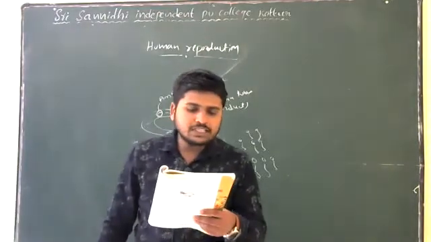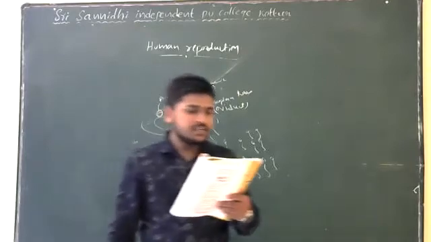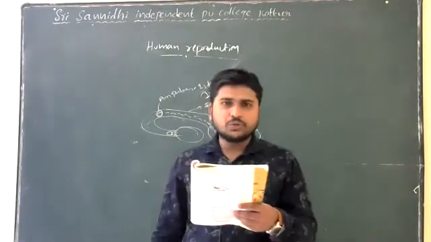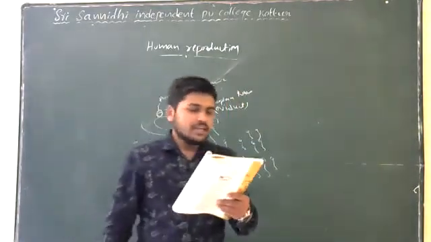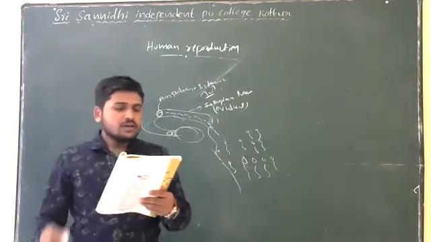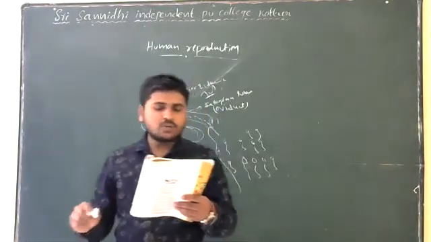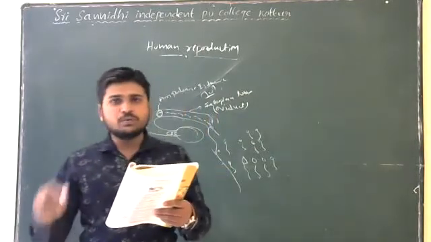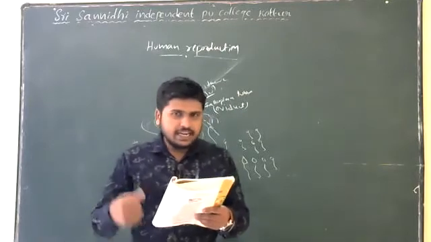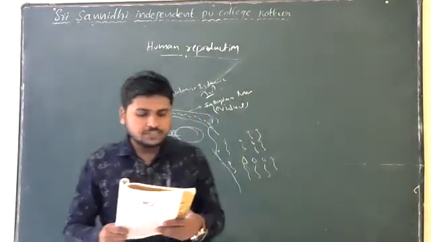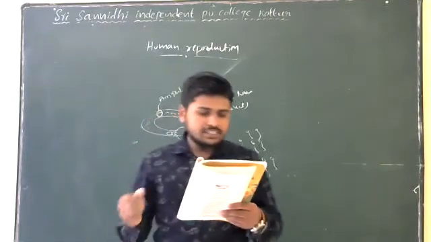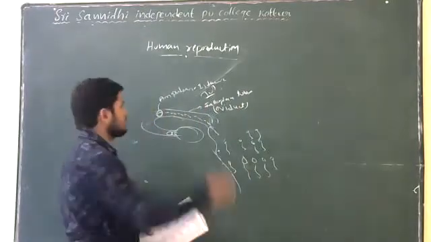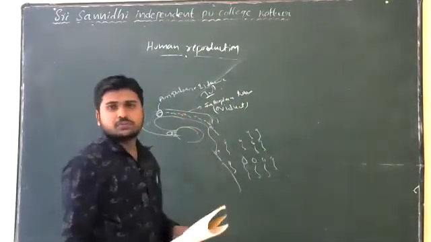The ovum and the sperms are transported simultaneously to the ampullary isthmic junction of the fallopian tube. That is correct. Only if the ovum and sperm are transported simultaneously to the ampullary isthmic junction of the fallopian tube. That is correct. But the second option says the ovum and sperm are transported simultaneously to the ampullary isthmic junction of the cervix. That is wrong. Not of the cervix, it is the fallopian tube. That is very important.